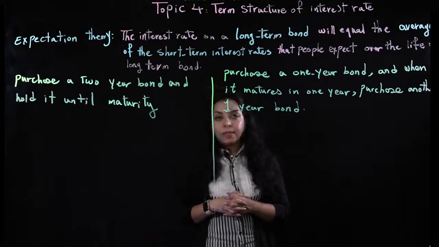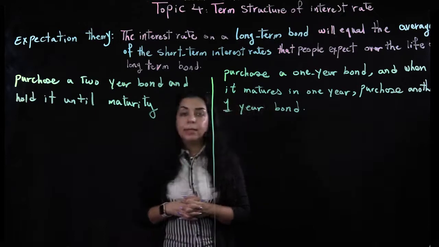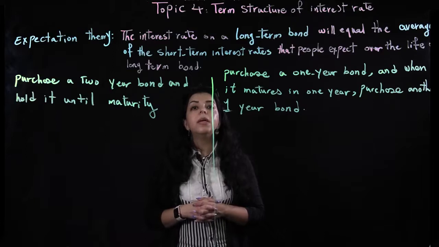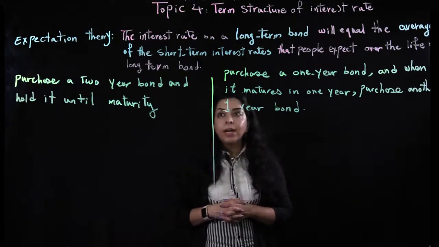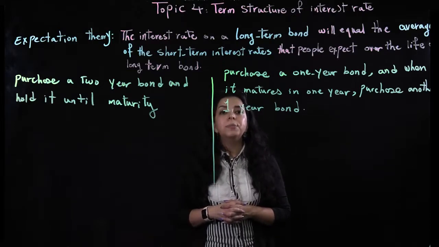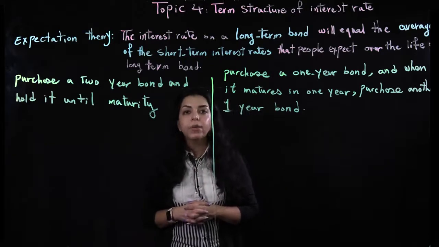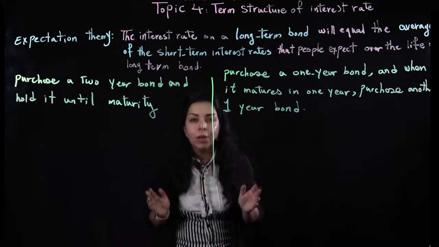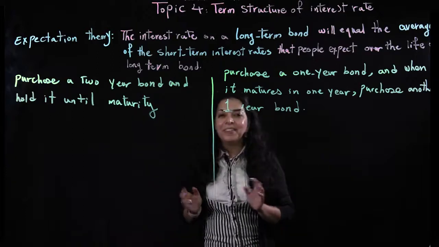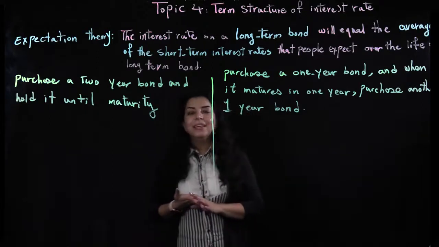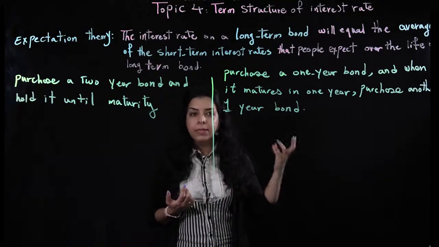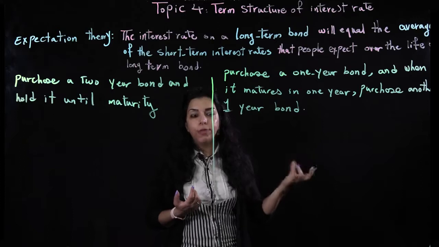So the expectation theory is saying that the interest rate of a long-term bond is equal to the average of the short-term interest rate that people expect to occur over the life of a long-term bond. Is it so complicated? Okay, I repeat again. Let's assume that we have a 5-year bond. So it means that we have a bond that will mature in 5 years.